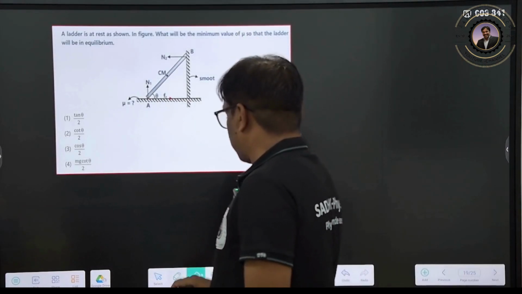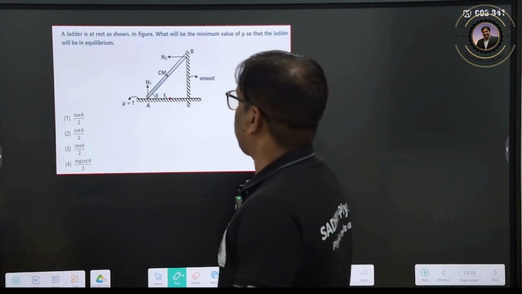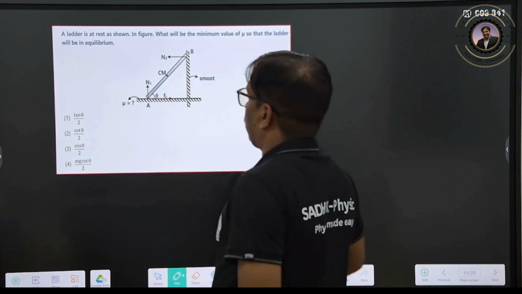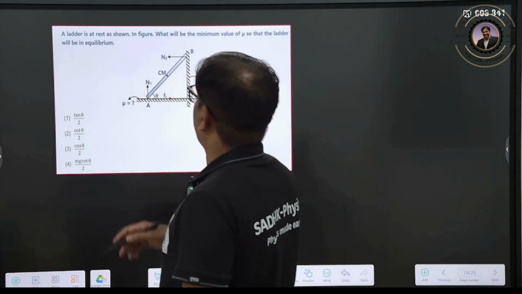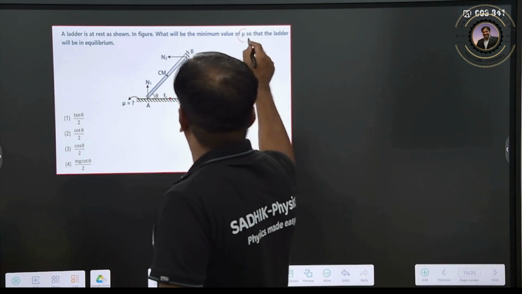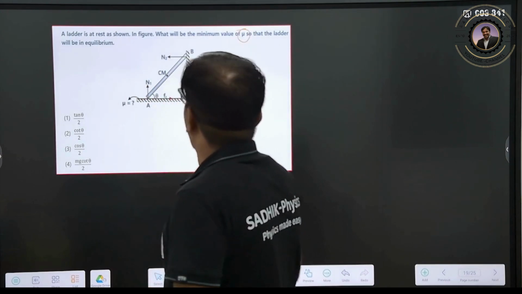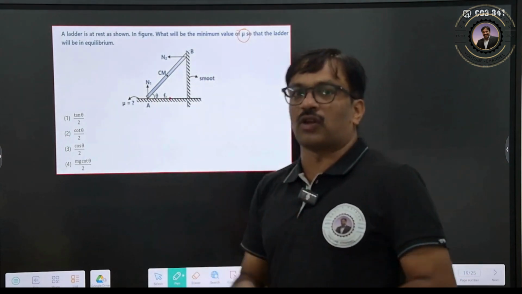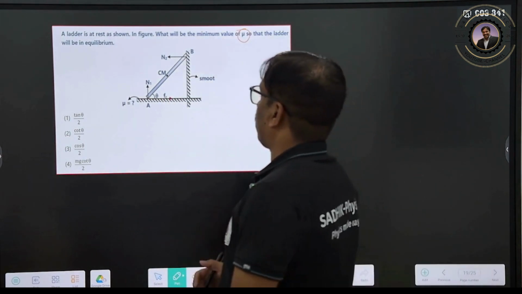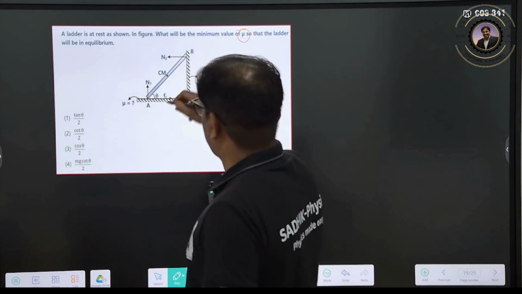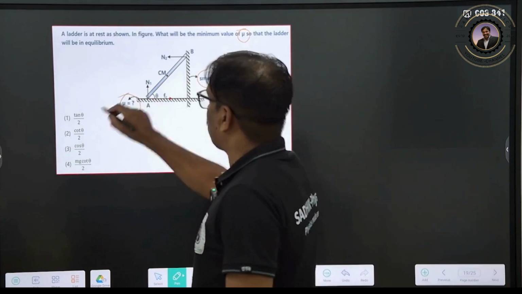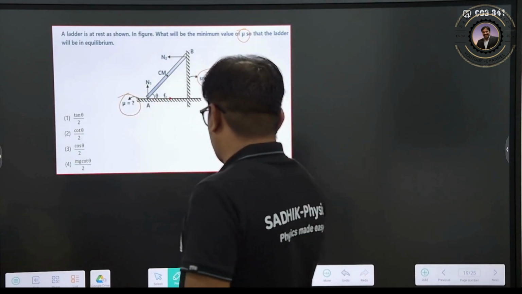We will see one very important question now. This ladder is at rest. What should be the minimum value of mu so that the ladder will be in equilibrium? Equilibrium means it is not falling down and not rotating. Here this side is a smooth surface and this side is a rough surface. We want to calculate this mu value. How to calculate it?